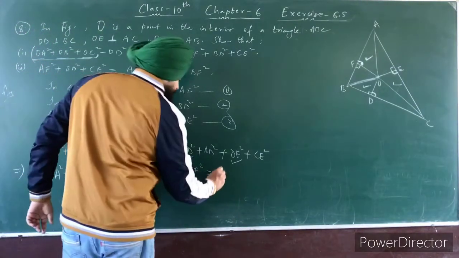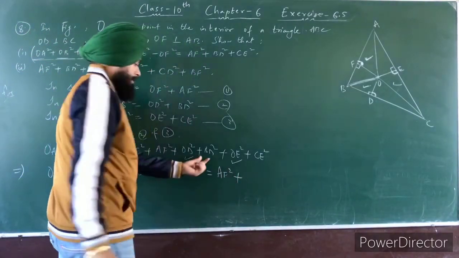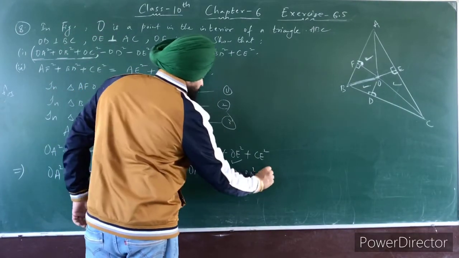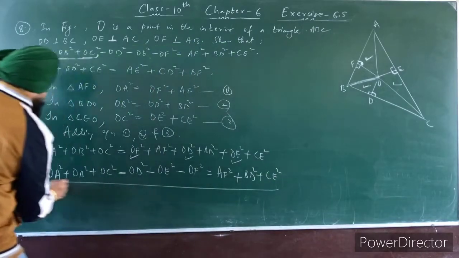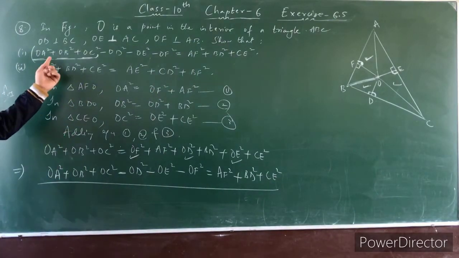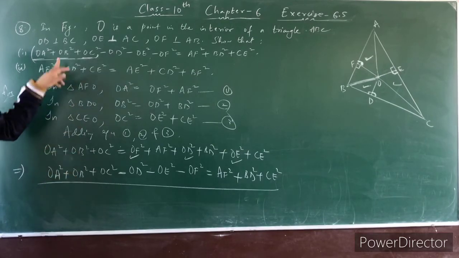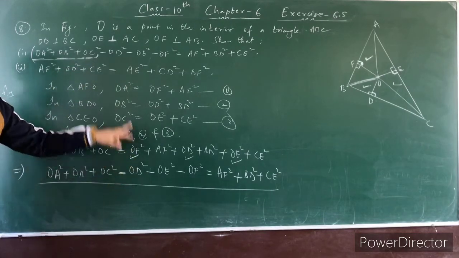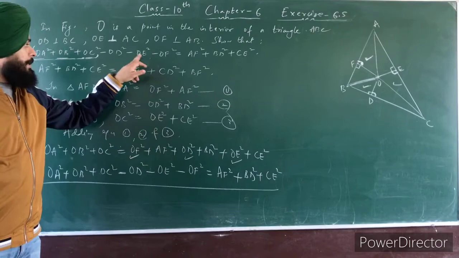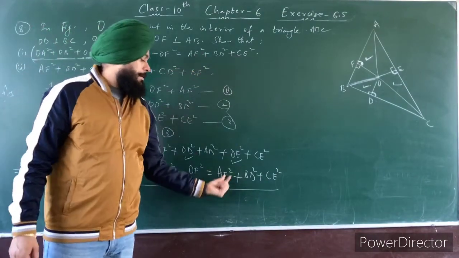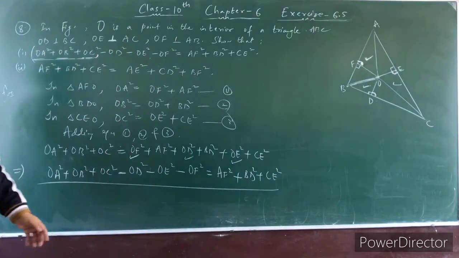Is equal to what should be left here? AF square plus, second term is BD square, and the last term is CE square. So you can see here this is the proof of our first part. OA square plus OB square plus OC square minus OD square minus OE square minus OF square is equal to AF square plus BD square plus CE square.